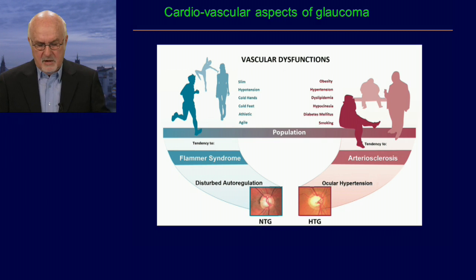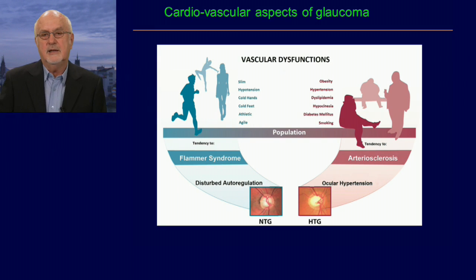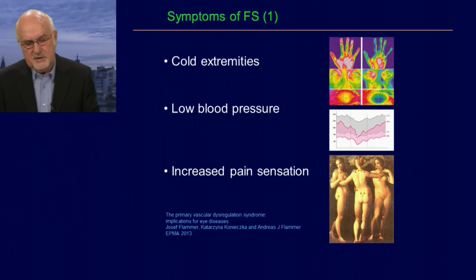If you go now to the other end of the spectrum, you have the people who are very slim, with low blood pressure, cold hands, etc. These are the people at risk for a Flammer syndrome, and therefore a disturbed autoregulation. And this disturbed autoregulation finally leads to unstable oxygen supply, and therefore to a chronic oxidative stress in the optic nerve head. And this explains why the opposition of these different risk factors leads in the end to a very similar type of damage.